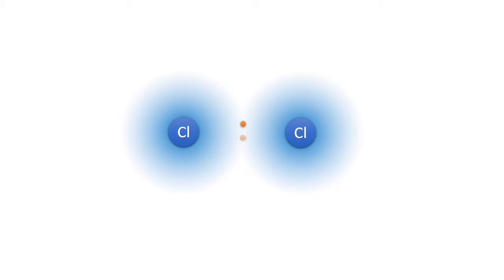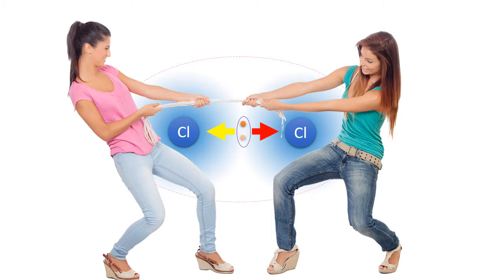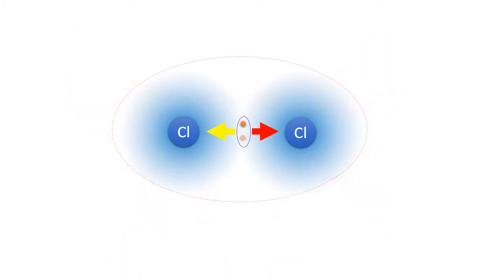Effectively, our two atoms are now joined together, forming one particle, because each nucleus is pulling on the same pair of electrons, and neither will let go. A little bit like when two people pull on the same rope and neither will let go. They are effectively joined together. This is the essence of a covalent bond.